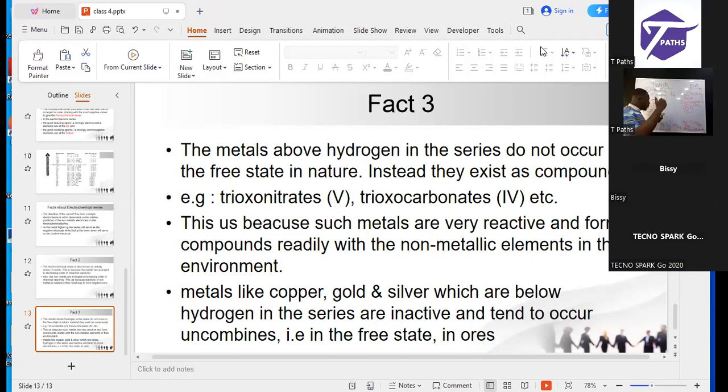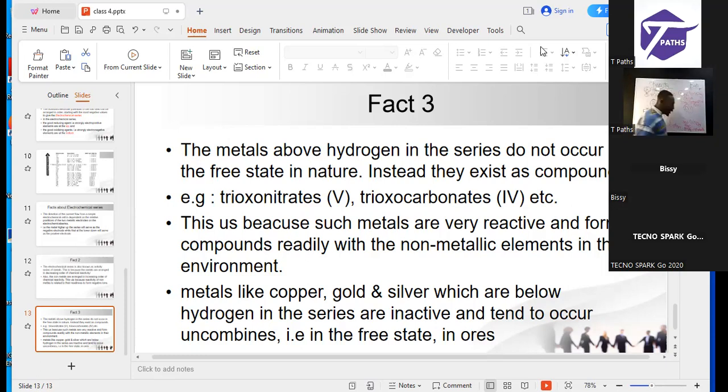But you observe that the ones below hydrogen, metals like copper, silver, and gold, are inactive in nature. Funny enough, because they are inactive, they are found in the free state. That's why you see them in ores. Examples of such ores are copper and cassiterite. There are a lot of them, and iron is also found in the free state.